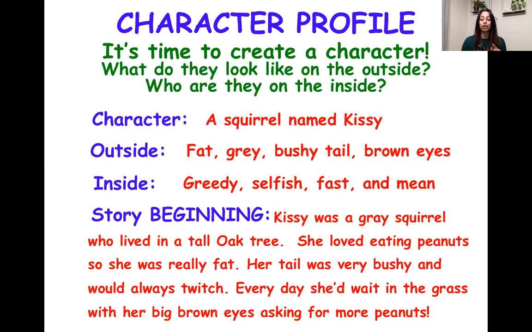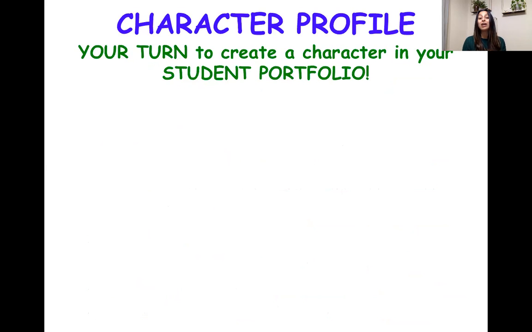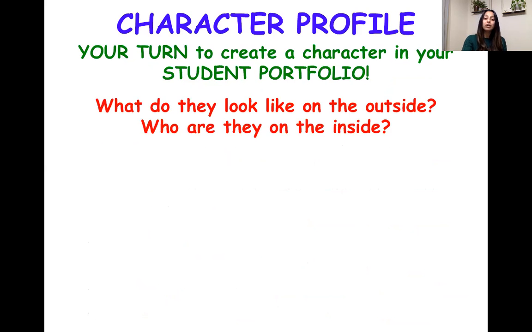So now it's your turn to create a character in your student portfolio. All right, in your student portfolio, you're gonna write down what your character looks like on the outside and who they are on the inside, okay? So you're gonna type the word character, and then you're gonna type what your character's name is and who they are. Are they an animal? Are they a boy? Are they a girl? Then you're gonna press enter and you're gonna type outside. And then you're gonna write some describing words that describe what your character looks like on the outside.